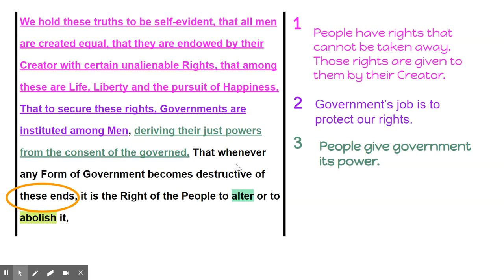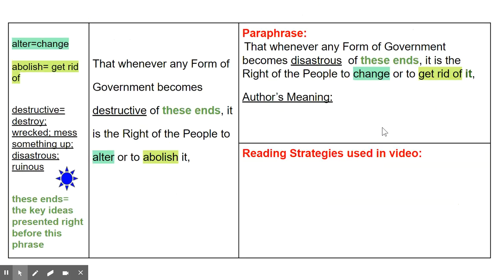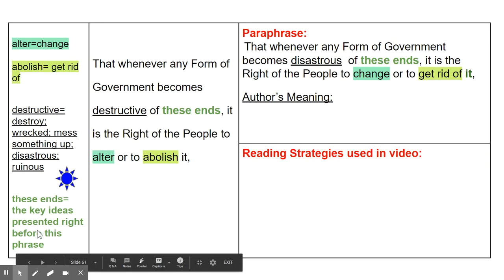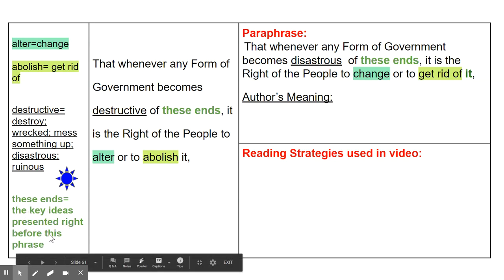Now I can give this a read and try and make a connection from there, that whenever any form of government becomes destructive of these ends, so it's not just referring to chunk 3, but the previous ideas. So all 3 of them, okay, all 3 of those ideas are these ends. So I'm just going to take a small note to capture that pronoun. These ends is the key ideas presented before this phrase.